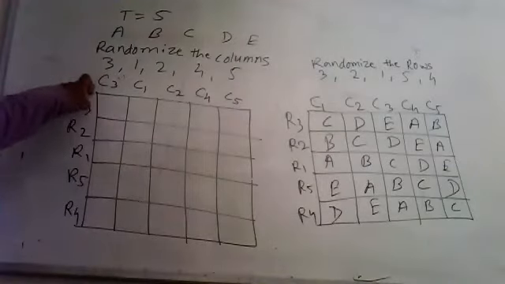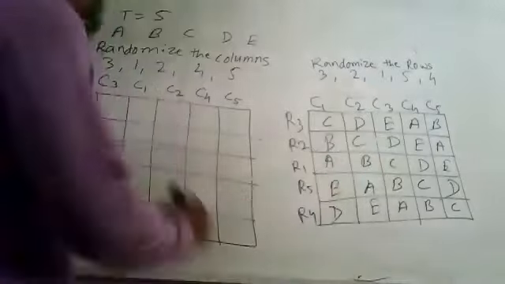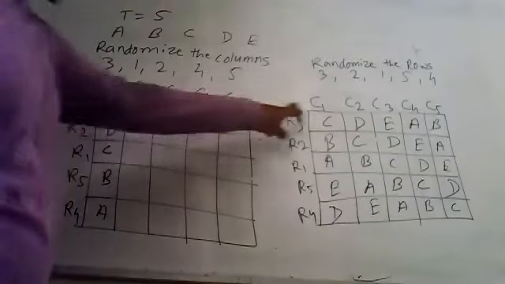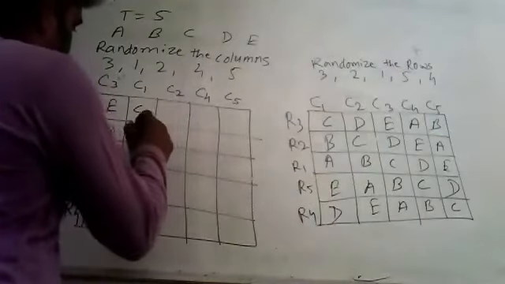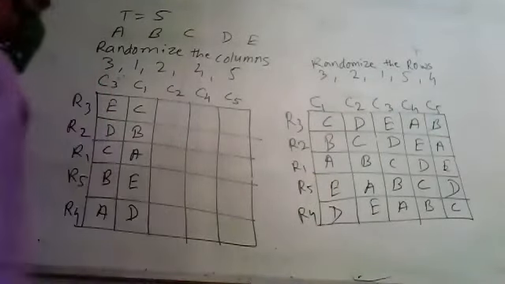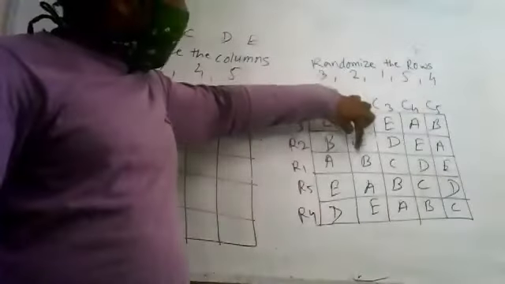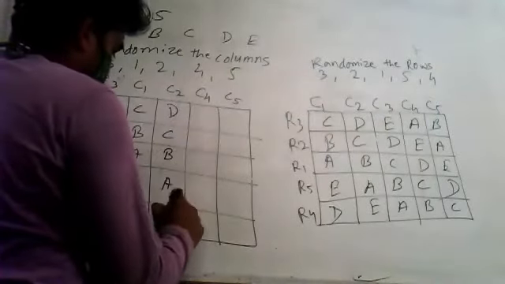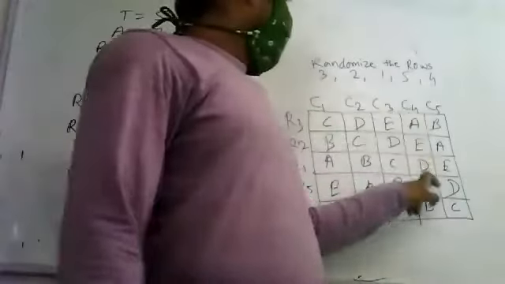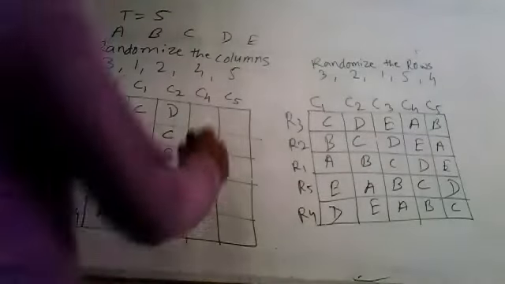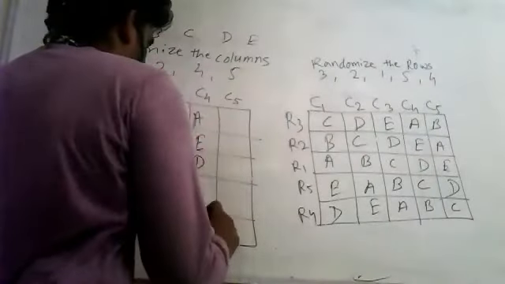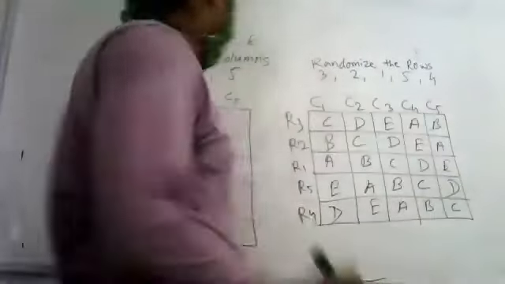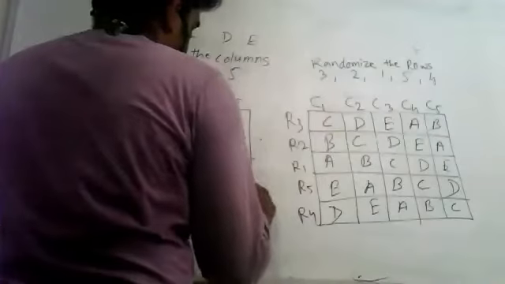So write down the third column, C3. C3 is E, D, C, B, A. Now first column, C1: C, B, A, E, D. Now C2: D, C, B, A, E. C4: A, E, D, C, B. Then C5: B, A, E, D, C.